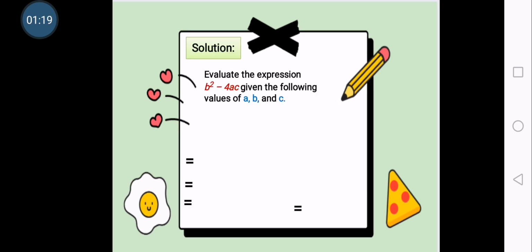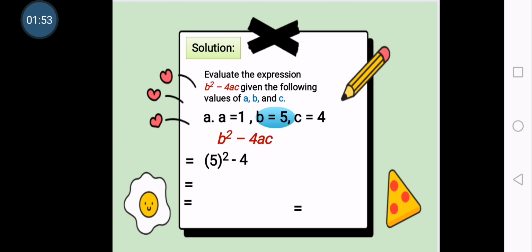So, simulan natin. Evaluate the expression using the equation of b squared minus 4ac, which is the discriminant, and given the values of a, b, and c. So, ang value po ng a ay positive 1, b is positive 5, c is positive 4. Substitute po natin siya sa discriminant or the equation. Since ang value po ng b is 5, kaya po siya naging 5 square. Minus 4, value of a is 1. So, ayun po siya. And the value of c is 4.